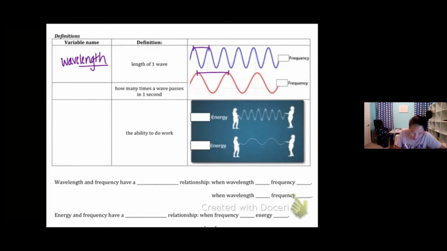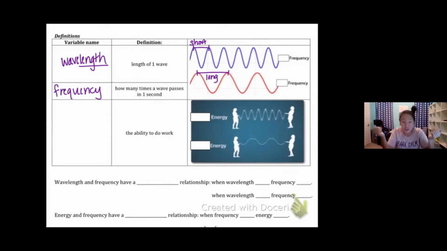The other vocabulary word is called frequency. Frequency is how many waves can pass by in 1 second. So after 1 second, how many waves swung by? Now let's think about the relationship between wavelength and frequency. When you have a short wavelength, so they are close together, like this top one, then how often can this wave pass by in 1 second? Versus a long wavelength, how many of those can pass by in 1 second?